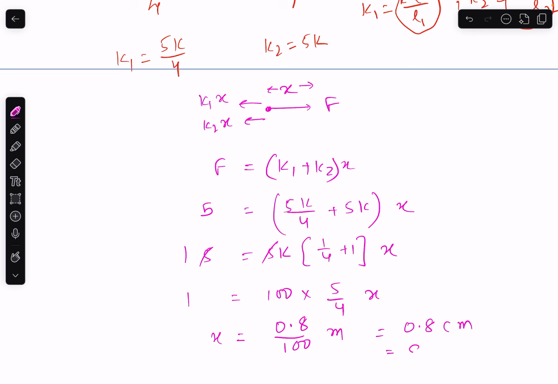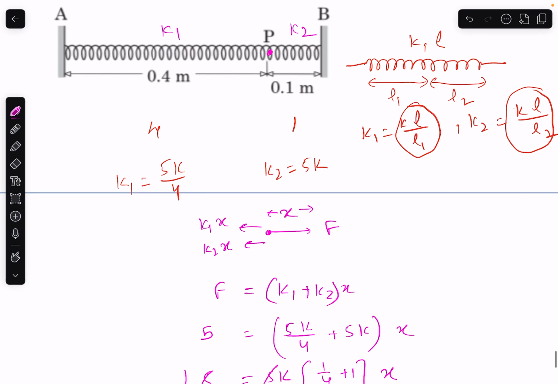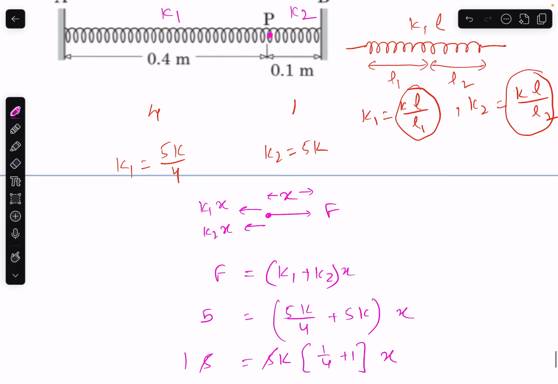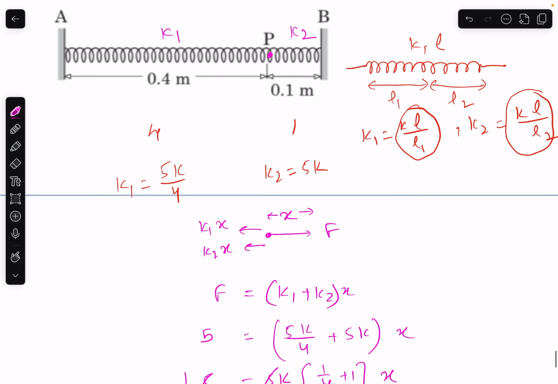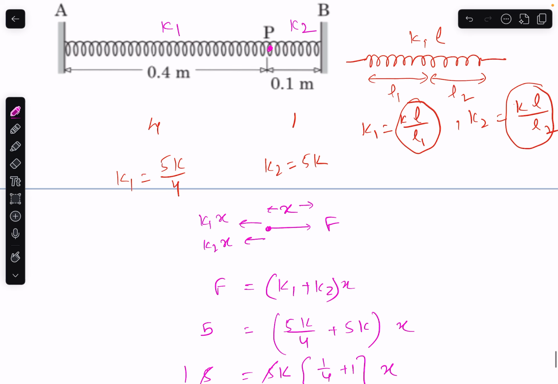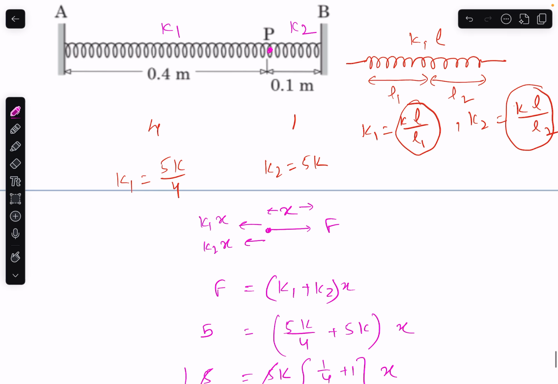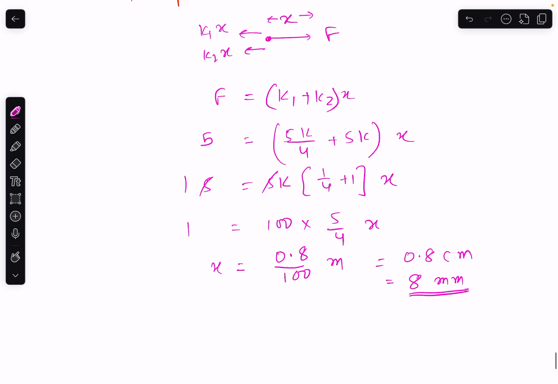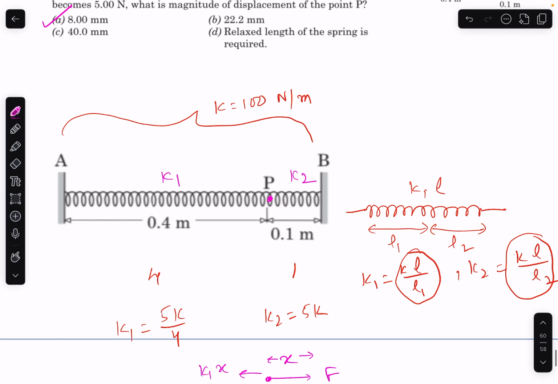So 8 millimeter is in the first option. The correct option is A. You can have a look once. The main thing is we can visualize that the point P is dividing the total spring into two springs of K1 and K2, so the main thing here was to calculate K1 and K2. In fact, these two springs behave as if they are in parallel with respect to the point P, because the forces are in the same direction. So that is it. Thank you very much.